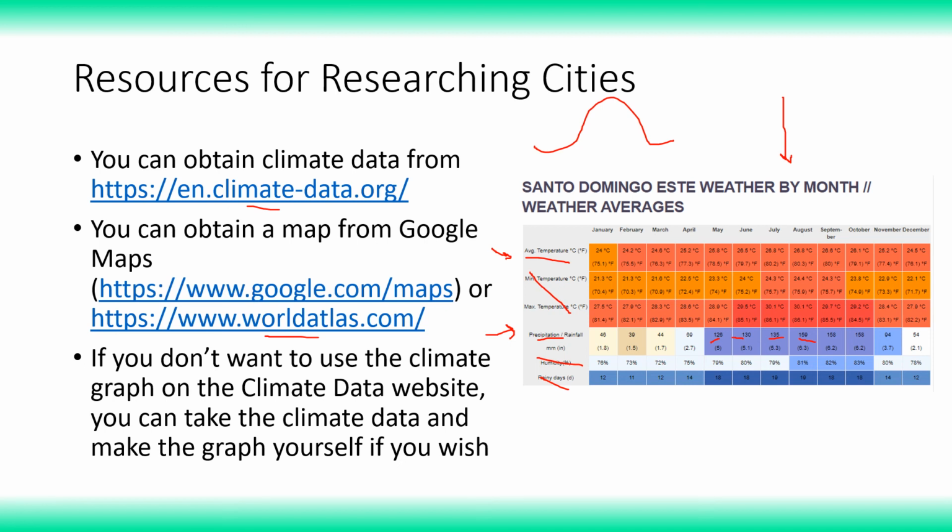And if for whatever reason, maybe it's not that the graph is hard to read, but you want to build it yourself based on the data, then you can take this data table, look at the average temperature row, look at the precipitation row, and build the climate graph yourself. And if you really want to check your understanding, you plot, okay, this is January, and this is February, and this is March, and you go through the whole year. And you also plot the bars for your precipitation, and then you can compare it to the graph that's provided on the website.